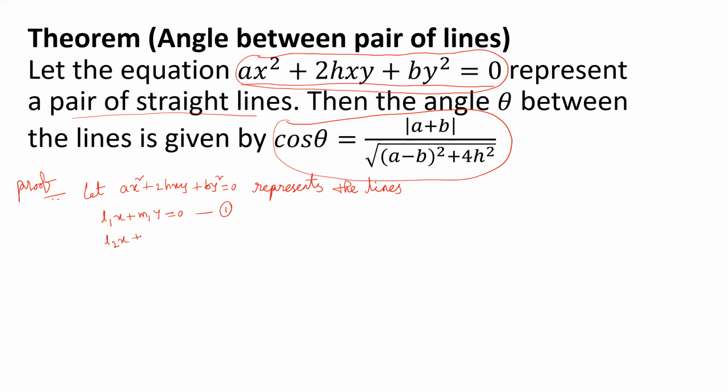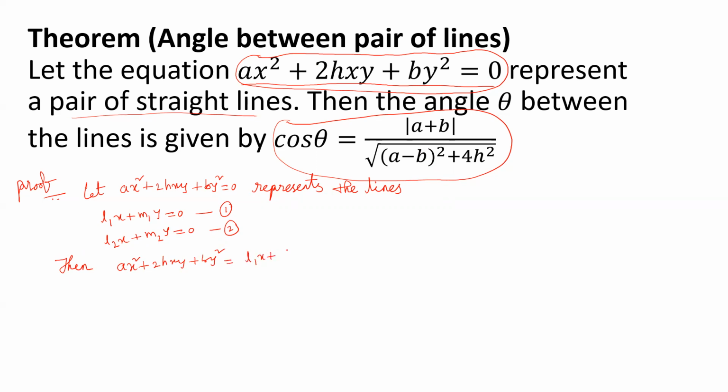Second line L2x plus M2y is equal to 0. Equation number 2. Here we are not taking any constants because both the lines are passing through origin. Only x and y terms. So equation 1 and equation 2. Then ax square plus 2hxy plus by square can be written as a product of 1 and 2.